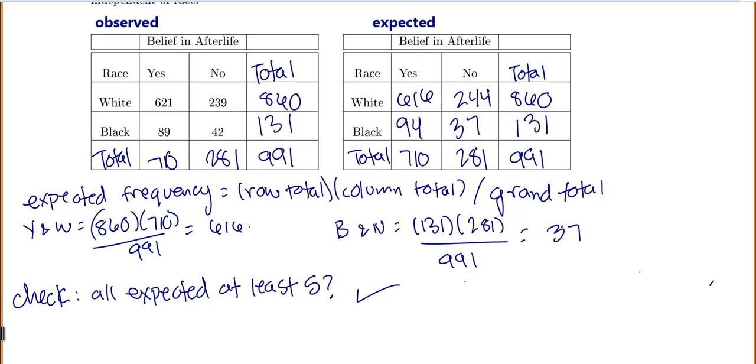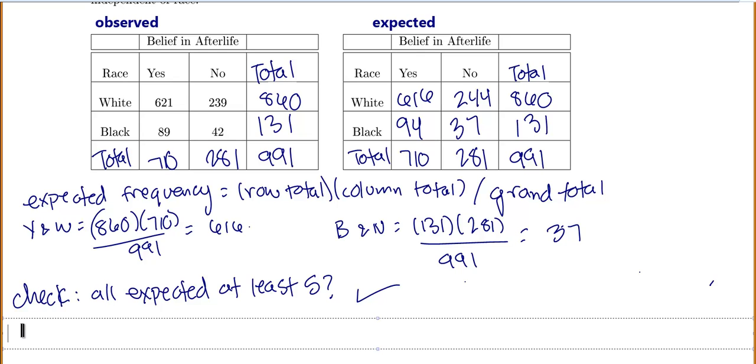If you ever came across a situation where one of your expected frequencies was smaller than 5, what you'd say is, I can't do this test, and instead you could use what we call a non-parametric test. In this case you could use Fisher's exact test. But it is very long and complicated to do, and even a computer gets slowed down if your table is very big.